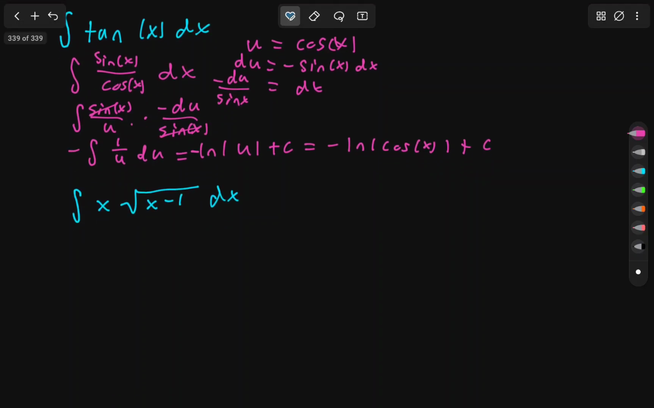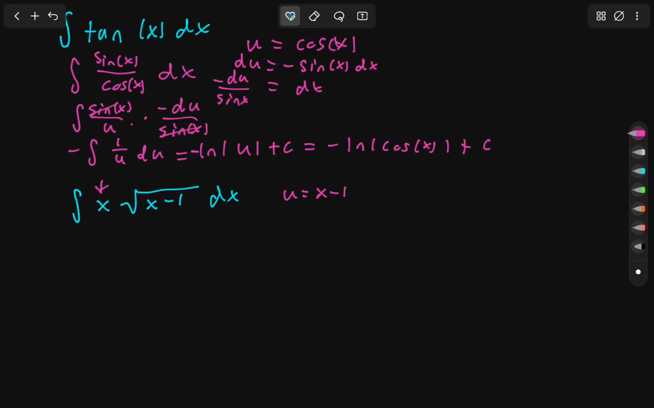Alright, so for this last integral, it requires a small bit more work and a small bit more knowledge. So we're going to start by setting u to whatever is inside the radical. That's normally a good place to start. So we'll say u is equal to x minus 1. Well, what about this x right here? Would this get rid of that x? And the answer is no.